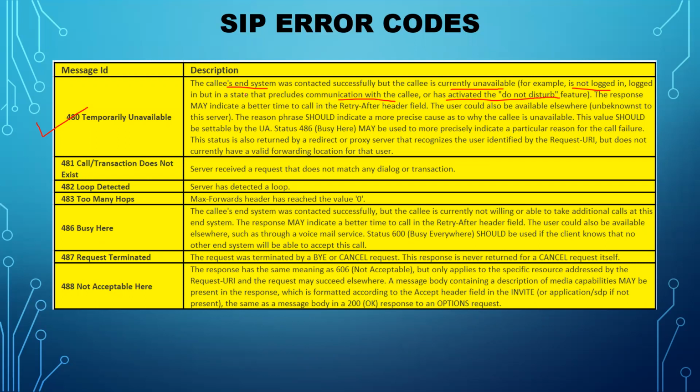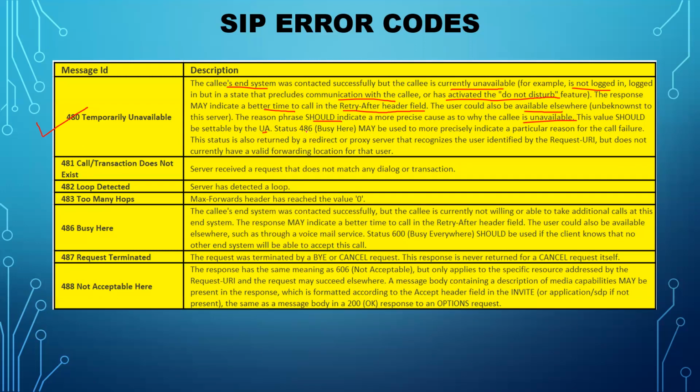And this response may indicate a better time to call in the retry after header field. Once you're getting retry after, it can be like 5 minutes, 10 minutes, 1 hour, anything, in seconds. The user could also be available elsewhere. The reason phrase should indicate a more precise cause as to why the callee is unavailable. The reason phrase will tell you why your callee is not available. And this value should be settable by the user agent.